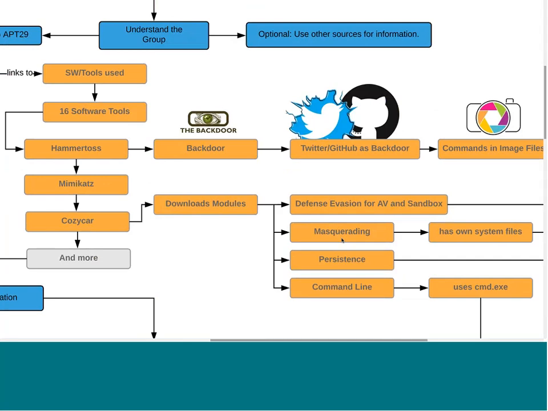Let's think about that example here. The APT29 group uses Twitter and GitHub as a backdoor, and the command and control arguments are inside the image files, so no one can detect it in those image files. And on the other side, you see here, the group has its own system files. So an example for that.